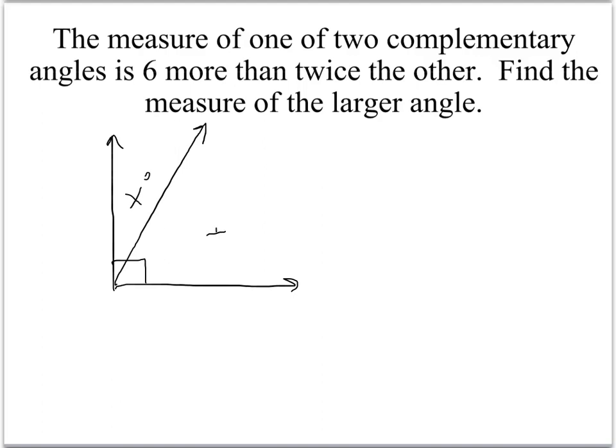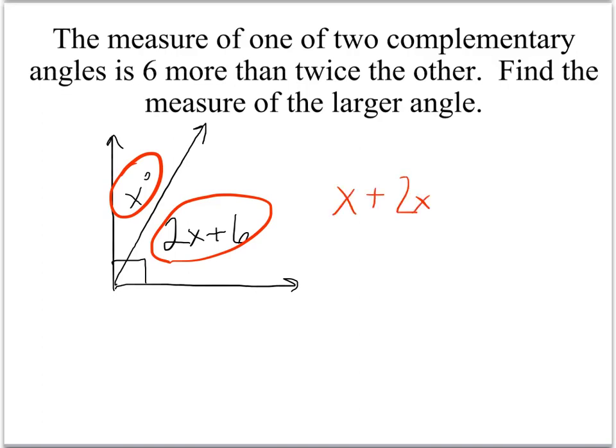6 more, of course, means plus 6. Twice the other would be 2x. So now I have two angles labeled x and 2x plus 6. Find the measure of the larger angle. I'm going to go ahead and set up an equation by taking my two angles, x and 2x plus 6. I'm going to add those up and set them equal to 90 because, of course, they are complementary.